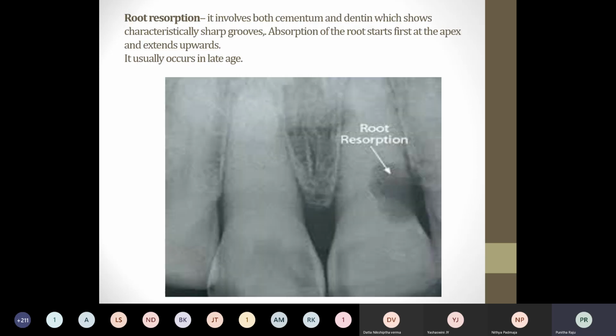And the next is a root resorption. So root resorption is nothing but it involves both cementum and dentin, which shows characteristic sharp grooves. So in the root you can see there are characteristic grooves, and resorption of the root starts first at the apex and extends upwards. So first it is seen at the apex of the root and next it extends upwards. It occurs in the late age. Normally this root resorption is usually seen after 60 years. Okay. So by this you can also tell the age of the person.